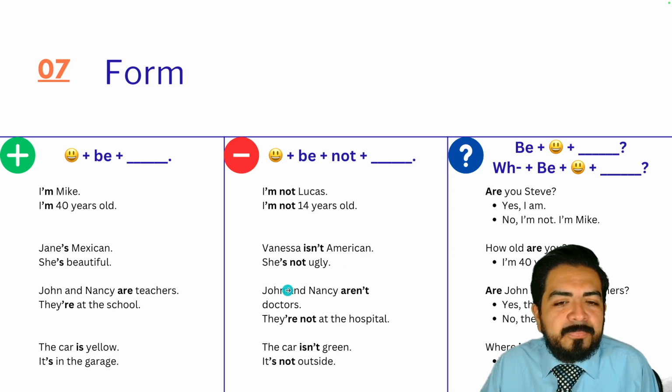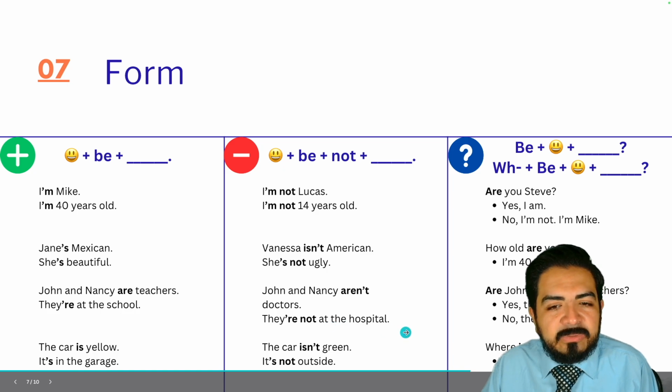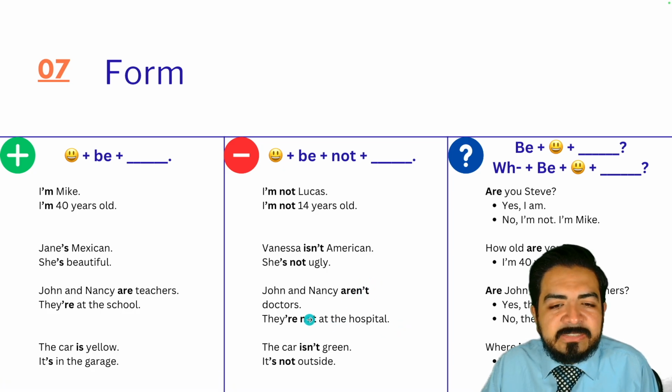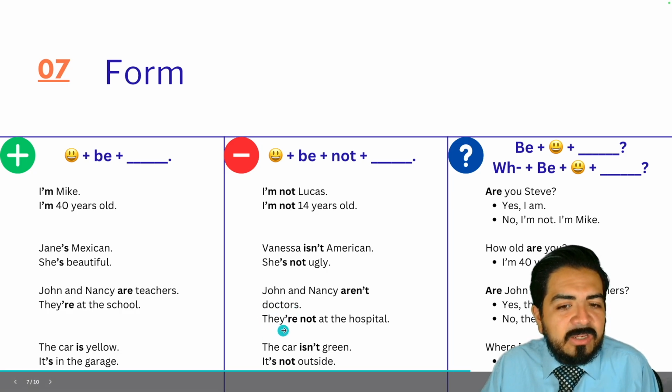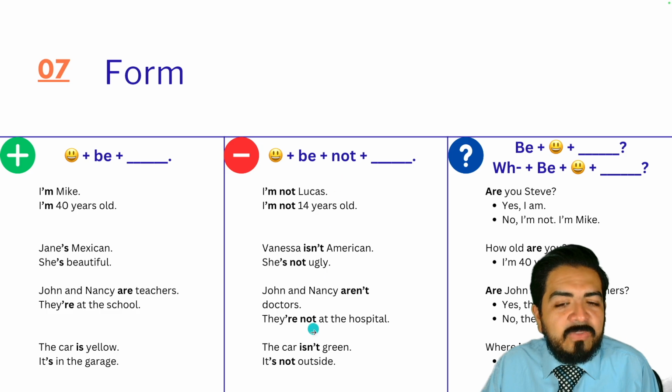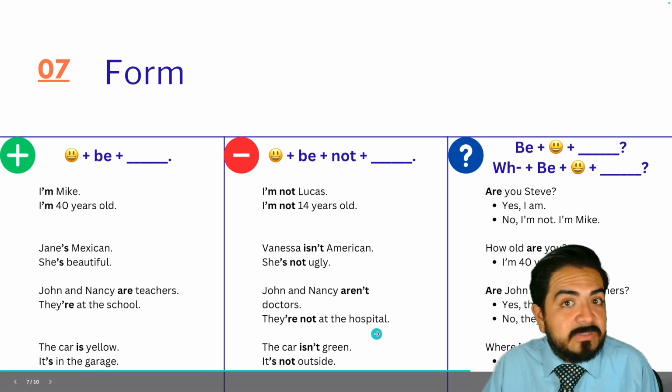Another example. John and Nancy aren't doctors. They're not at the hospital. Again, the same thing. Aren't and are not also mean the same thing and are two different contractions. So taking a look at the form, the subject is John and Nancy, and then aren't is the verb be and not, and finally doctors is the complement. Here the subject is they, are not is be and not, and at the hospital is the complement.